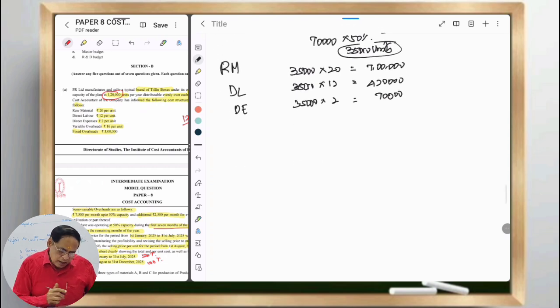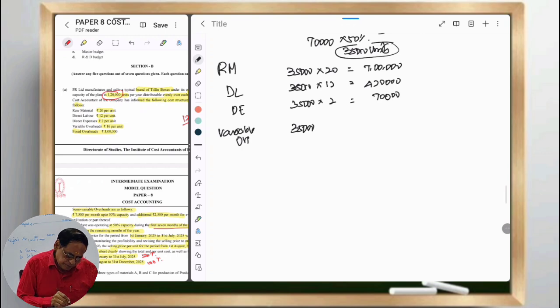And then variable overheads. Variable overheads are 16 rupees. So, 35,000 into 16, that is 5,60,000 rupees.